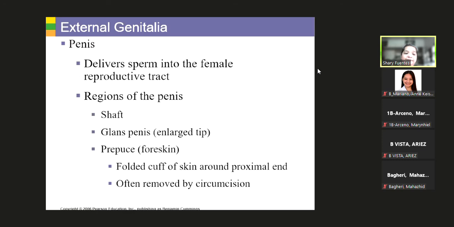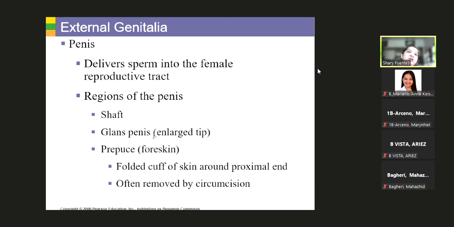Okay? How about the penis? The penis delivers sperm into the female reproductive tract. So this is the main organ of copulation. What is copulation? Main organ for sexual intercourse, for coitus. So this is the main organ. This is equivalent to the vagina in the female. So yun ang matching organs ng babae at lalaki, penis and the vagina. Okay? So it has regions, the shaft, the glans penis, yung enlarged portion sa dulo. Kung sinasabi pa nila yung helmet, sa layman's term, that's a large tip.